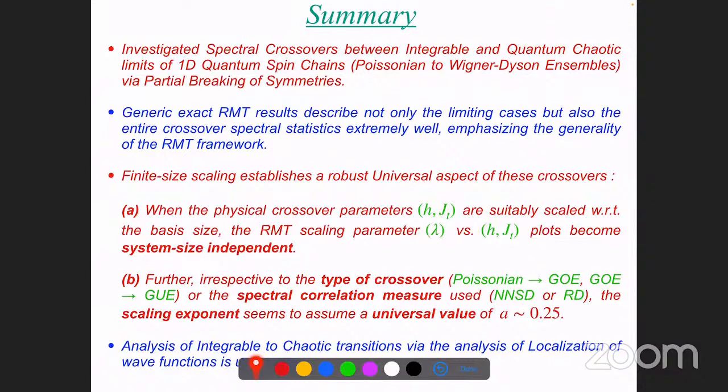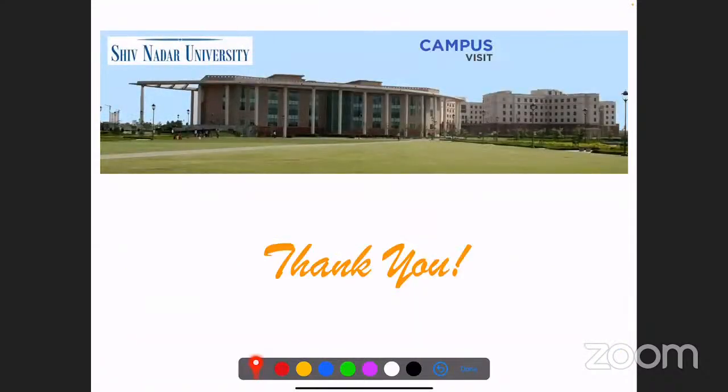And not only that, irrespective of the type of crossovers, we studied 2 types, right? Poissonian to GOE and GOE to GUE, or the spectral measure that we used, nearest neighbor or ratio distribution, the scaling exponent seems to be almost the same in all cases. And right now we are in the process of looking at integrable to chaotic transitions in the system by an analysis of the wave function, localization versus delocalization in these wave functions. So I end by thanking you. That would be all, I think.